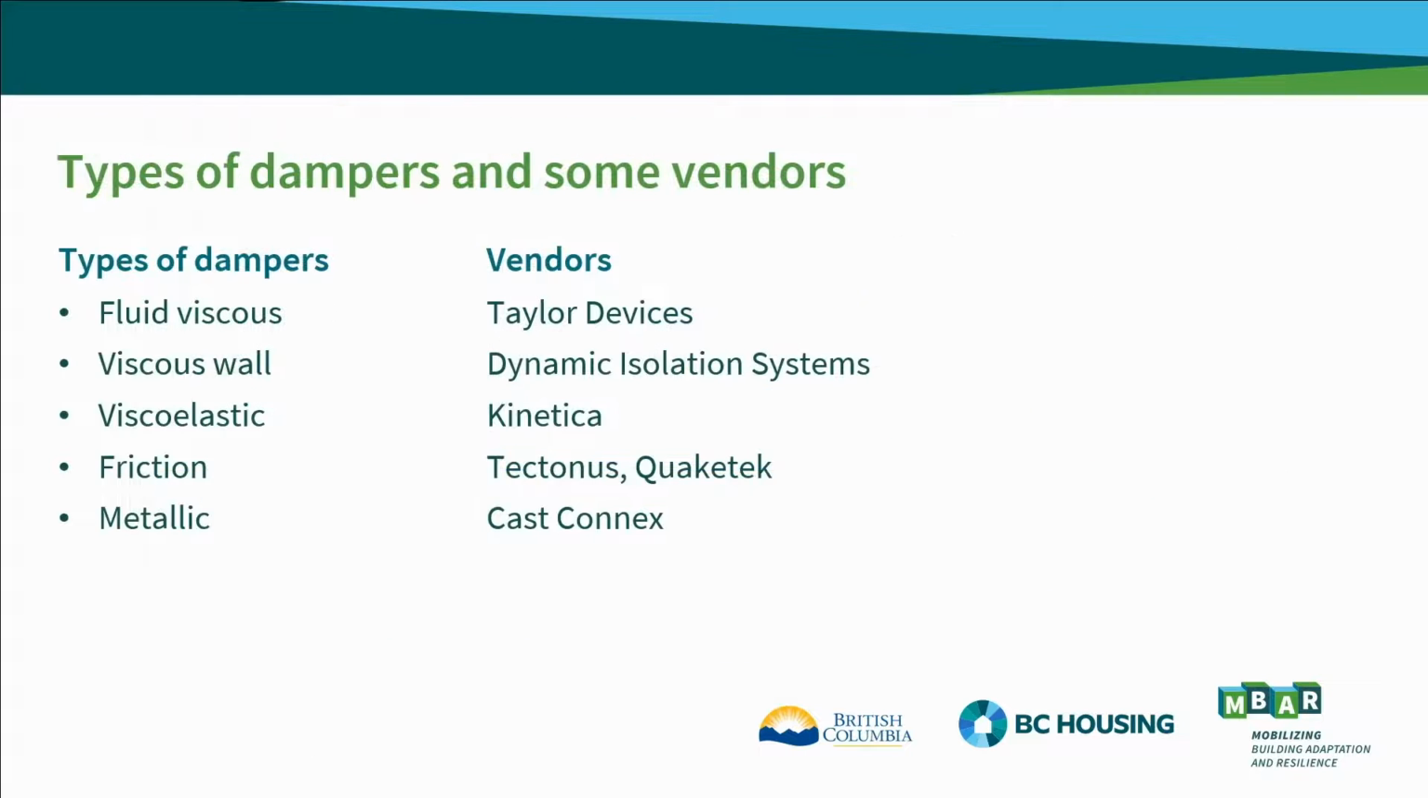So again, as I mentioned, there's a lot of dampers available in the market today. What I've listed in the left-hand column are 5 common types of dampers that are used today, and on the right, vendors that really serve the North American market well. Fluid viscous dampers made by Taylor Devices. Viscous wall dampers by Dynamic Isolation Systems. Viscoelastic dampers by Kinetica. Friction dampers, 2 firms, Tectonis and QuakeTech, and metallic yielding dampers by a firm called Cast Connex.